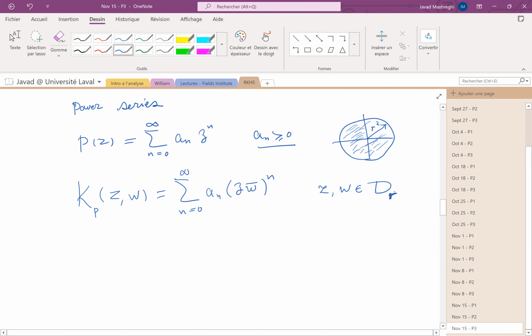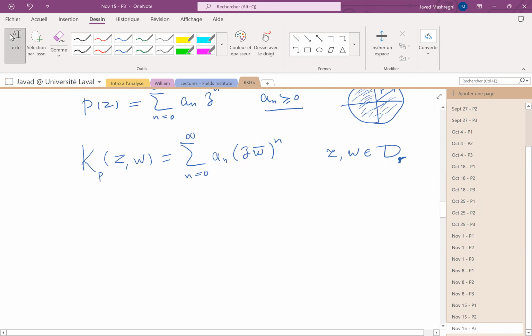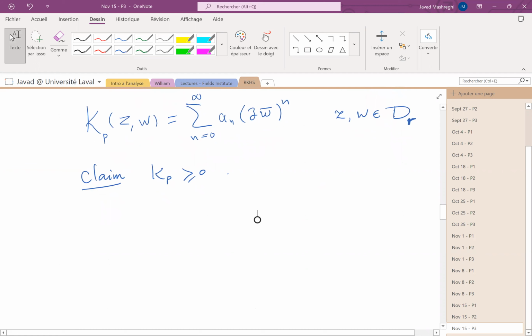That's why I put R2 over there. And now what can we say about the claim? The claim is that Kp is a kernel function, bigger than or equal to 0. This is the same thing as if you consider Kp(Zi, Zj), i and j from 1 up to m, for any m, that's a positive matrix.